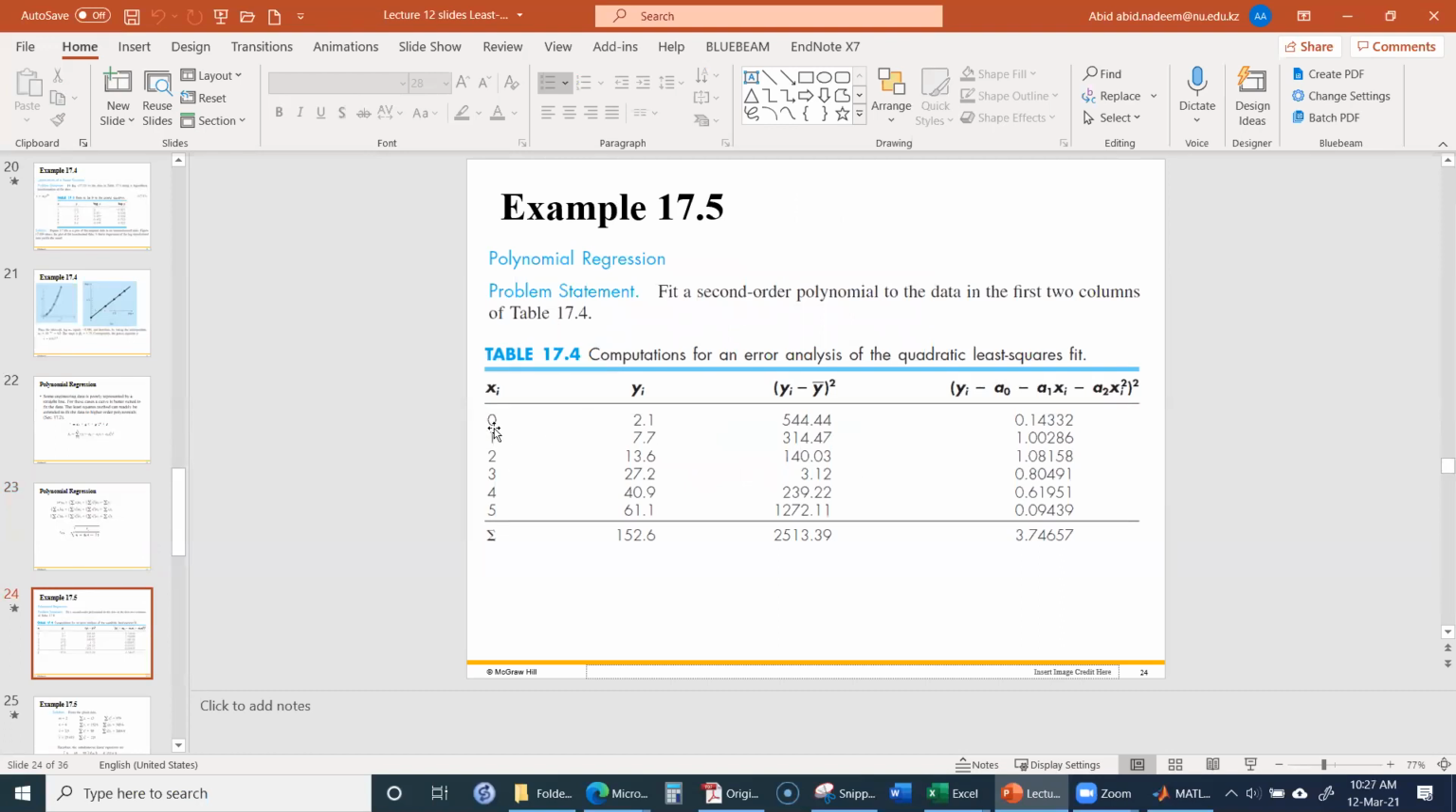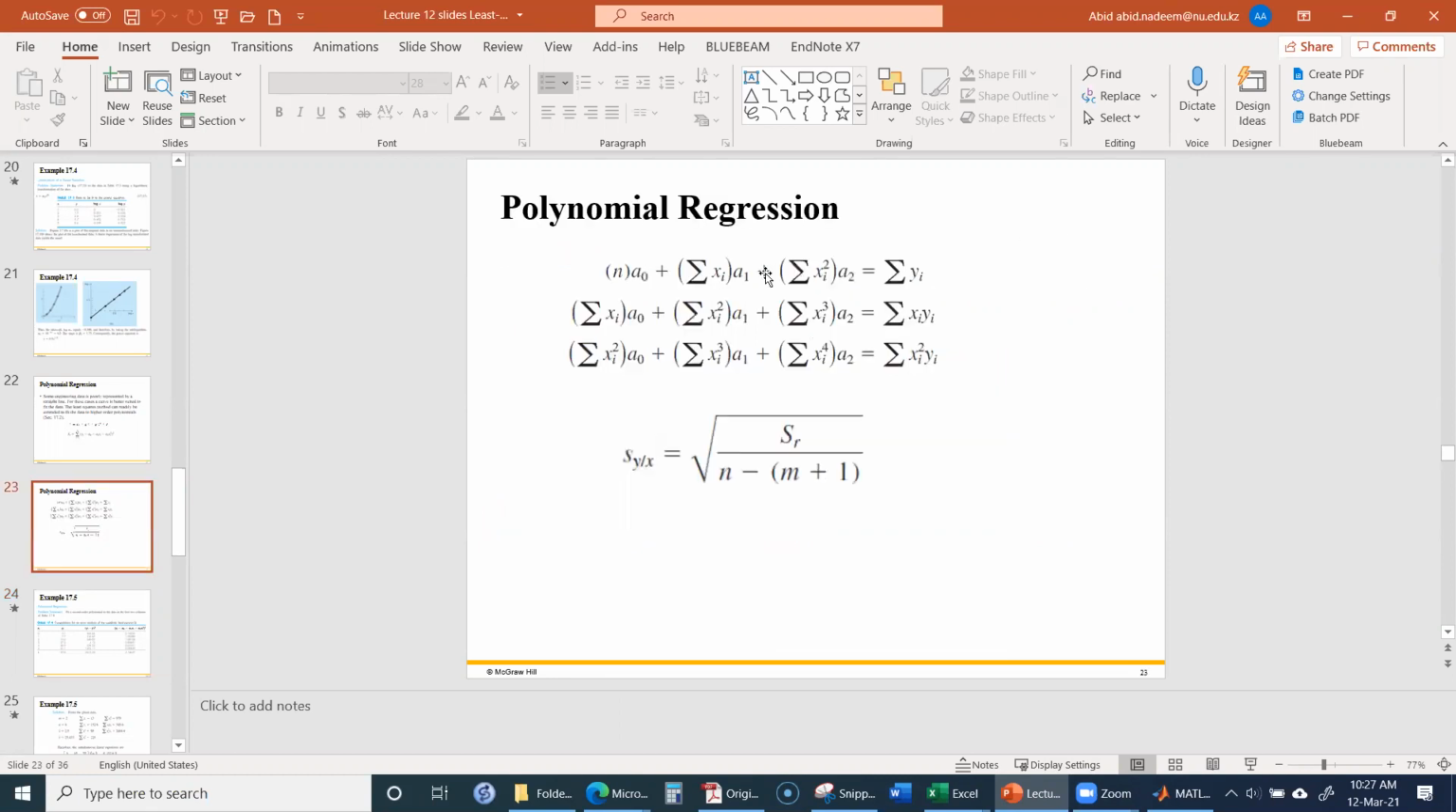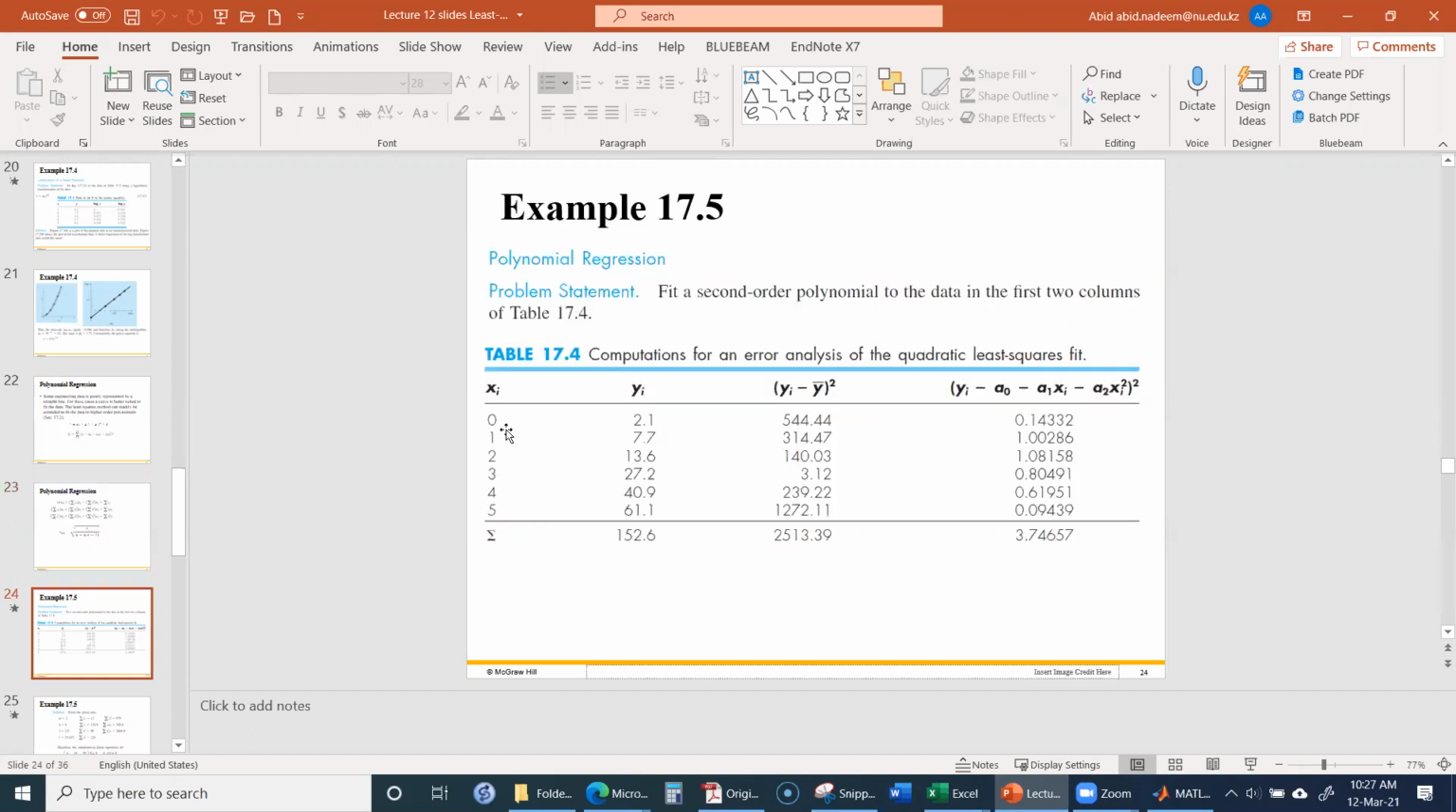Suppose we have the data points x and y, and we want to fit these data points with a second order polynomial. So fit a second order polynomial to the data in the first two columns. Remember that for fitting the second order polynomial, we have to find n, which of course is the number of points. The number of points over here is 6, starting from 0 to 5.